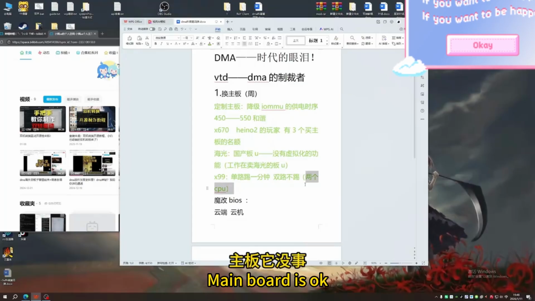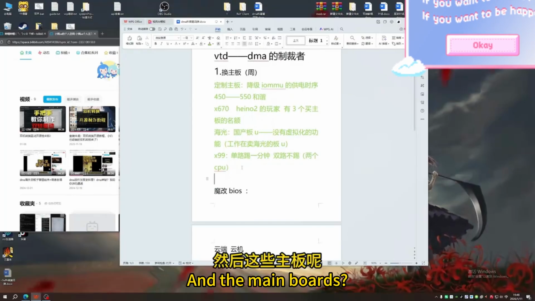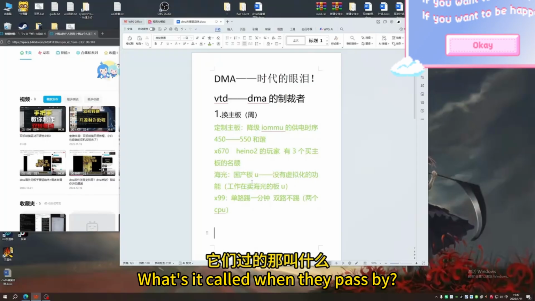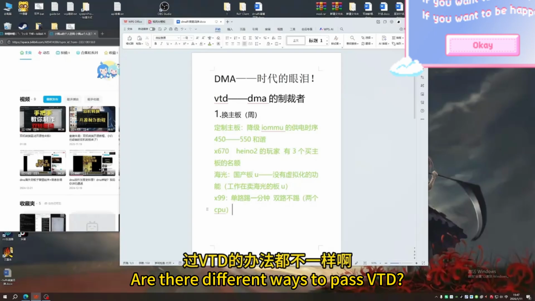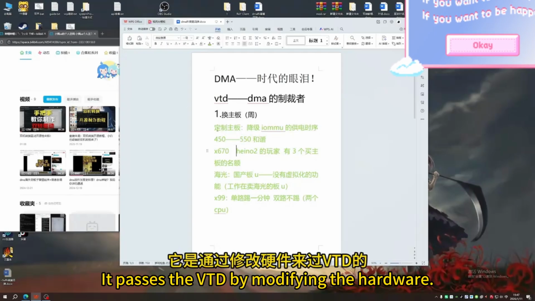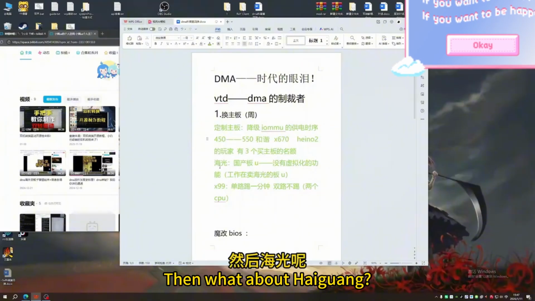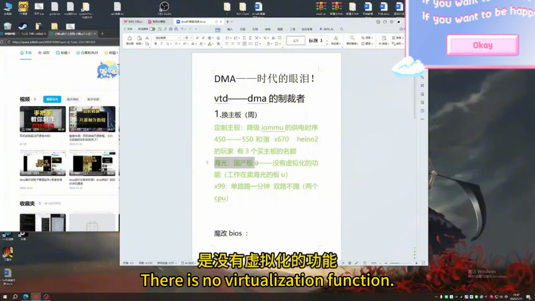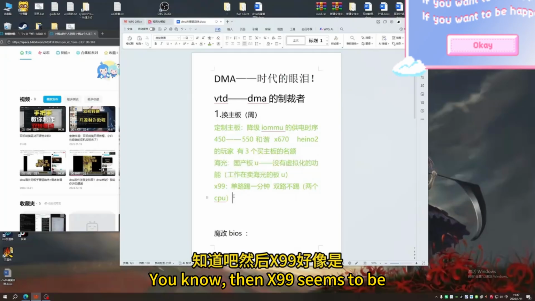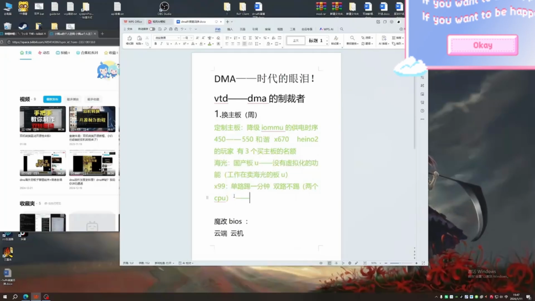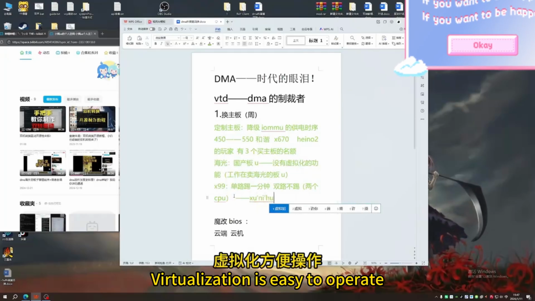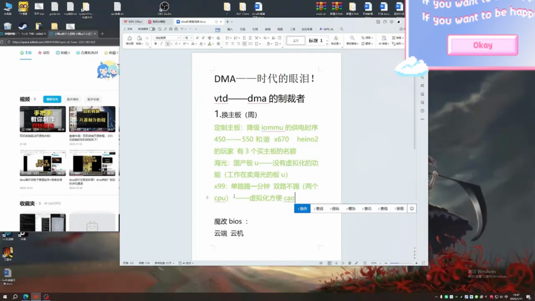It's 2-way. The main board is okay. And the main boards, what's it called when they pass by? Are there different ways to pass VTD? It passes the VTD by modifying the hardware. Then what about Haiguang? There is no virtualization function. Then X99 seems to be easy to operate for virtualization. Okay.